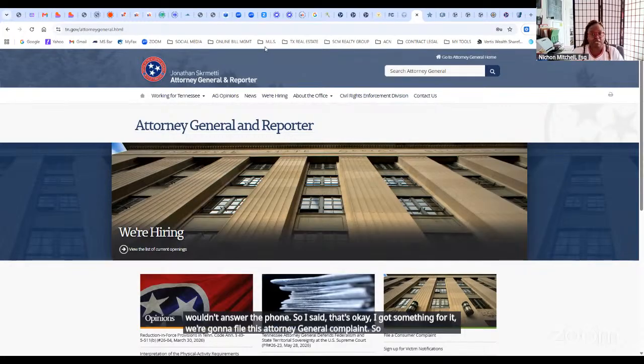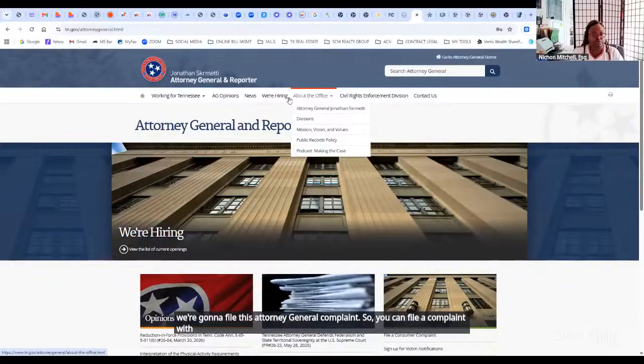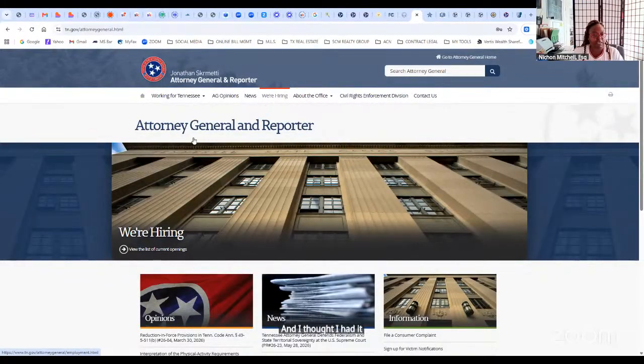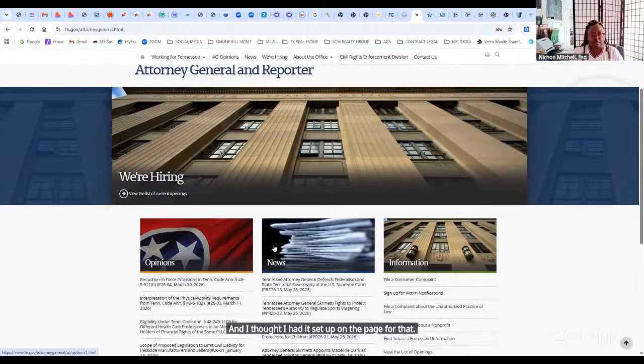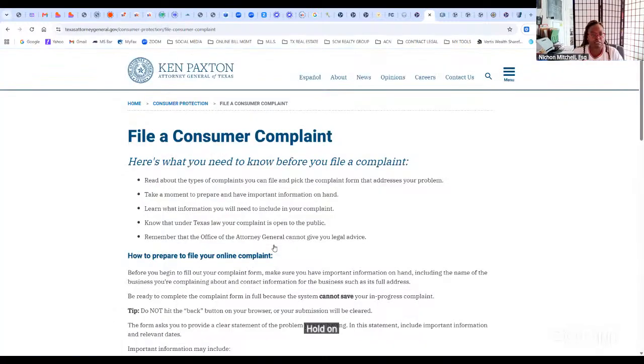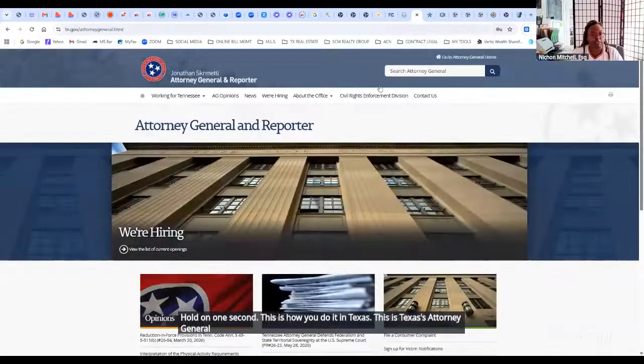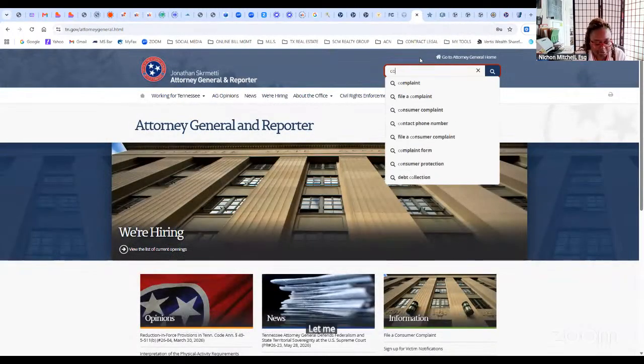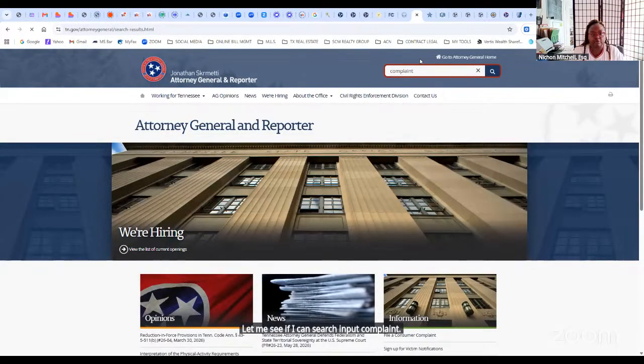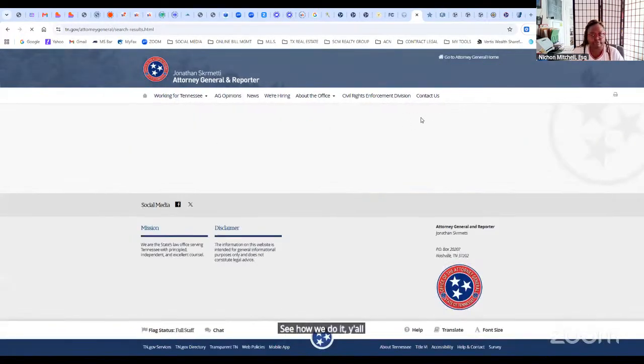So you can file a complaint with the attorney general. Now I thought I had it set up on the page for that. Hold on one second. This is how you do it in Texas. This is Texas's Attorney General site to file the complaint. Let me see if I can search and put complaint. See how we do it, y'all, when we do it live?